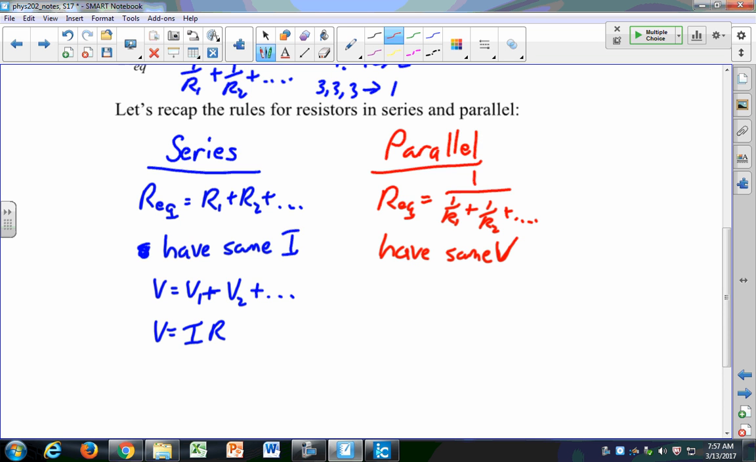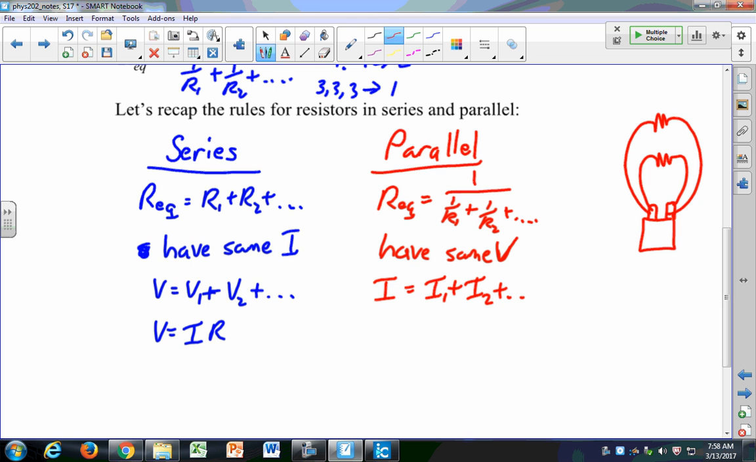Remember before when we looked at capacitors, we said that this is sort of like you have a resistor hooked up to a battery, and then you come along and you hook up another resistor to that battery. It's like the resistors are independent of one another. They all see the same voltage across that battery. So they have the same voltage. The current is equal to the sum of the individual currents. And then finally, V equals IR.